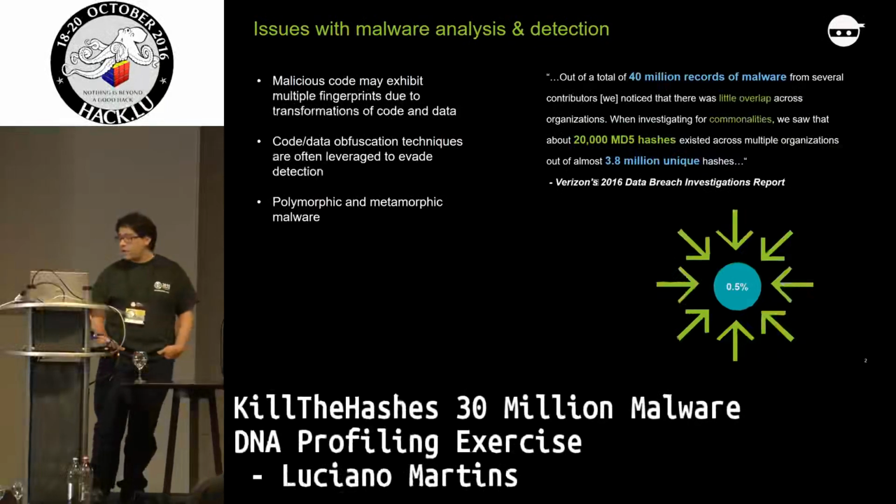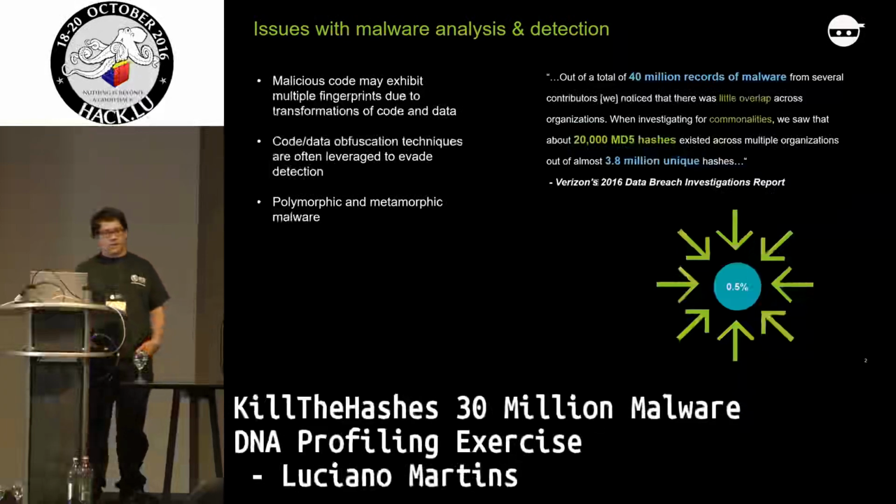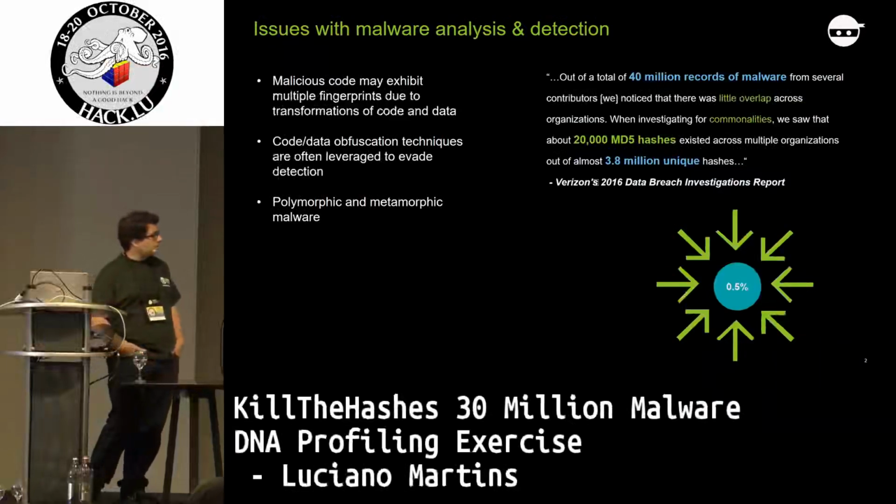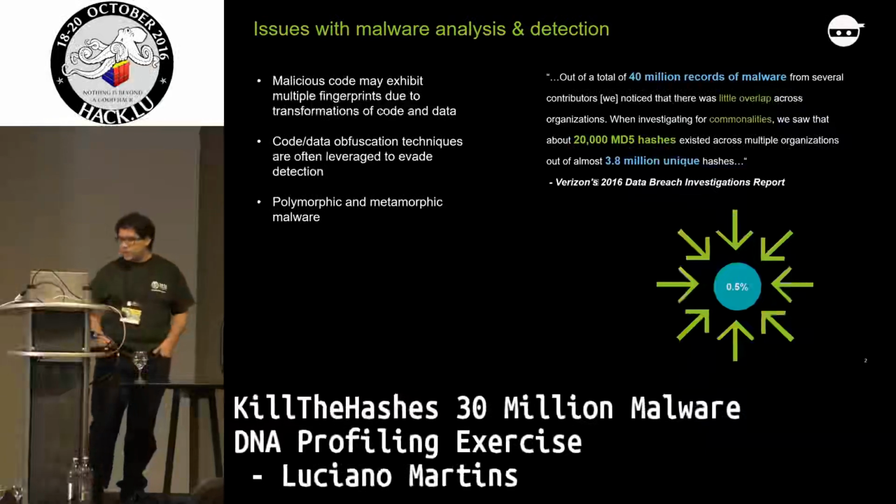On that we have a note here from the Verizon data breach analysis. They profiled 40 million malware records across multiple companies, and out of that they only found 20,000 hashes that were present in multiple companies. That means the majority of them are actually unique, right? So we kind of knew that.